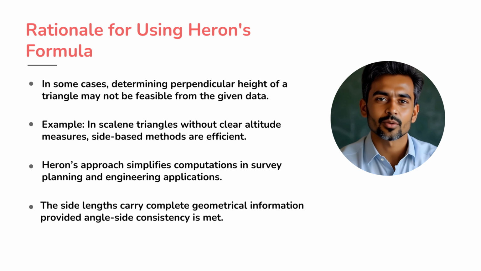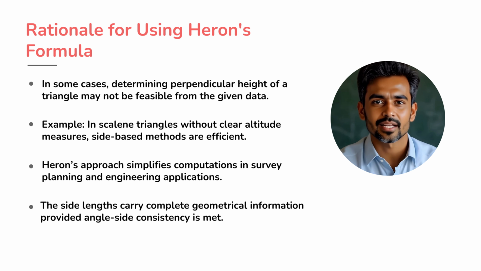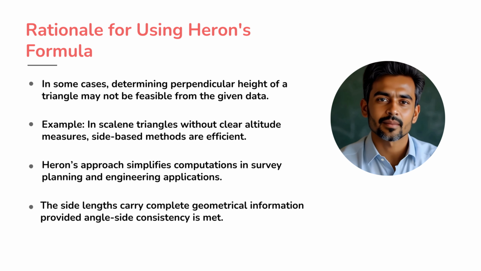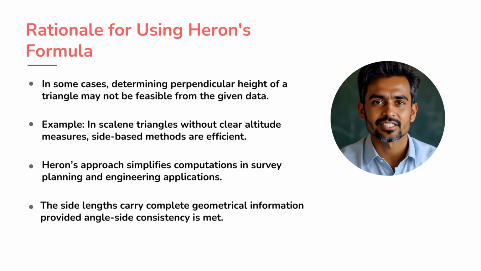Now, let's see why Heron's formula is so handy. Sometimes, the traditional method of calculating a triangle's area, using base times height divided by 2, just won't work. Imagine a scalene triangle with all sides different and no obvious way to measure the altitude or perpendicular height. How do we proceed? Here, side-based methods like Heron's formula become super efficient.